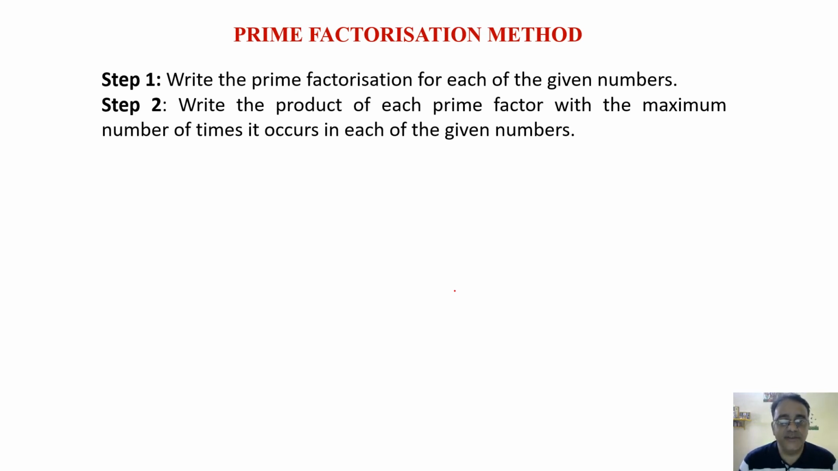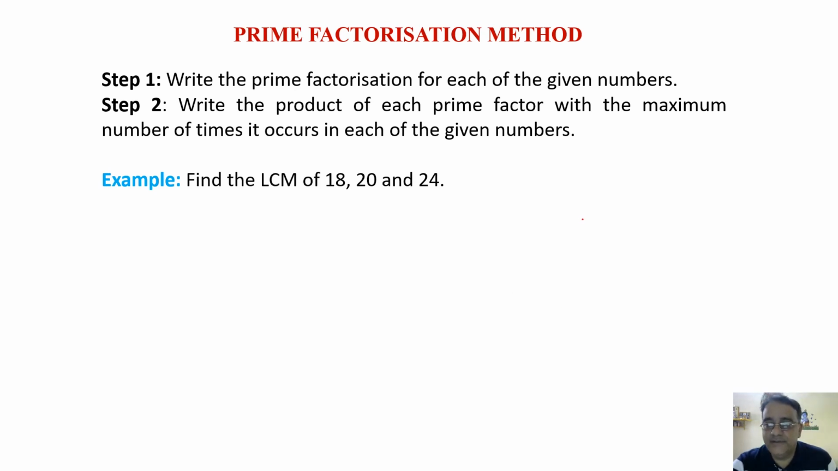So I will explain with the help of an example. Find the LCM of 18, 20, 24. First we will find the prime factorization of 18. Divided by 2, 9, you can give the answer. Divided by 3, 3, right. Now 2 into 3 into 3 we got. Similarly, we have to find the prime factorization of 20. Divided by 2, 10. Divided by 2, 5. So this is the prime factorization of 20: 2 into 2 into 5. Now 24.